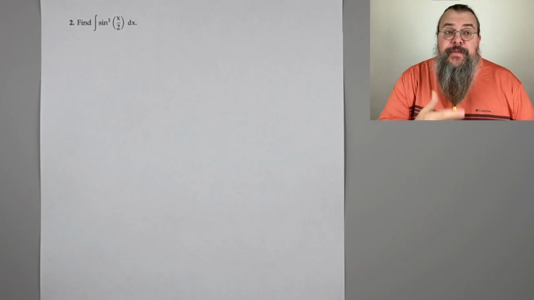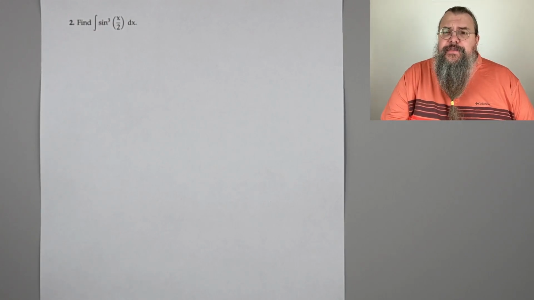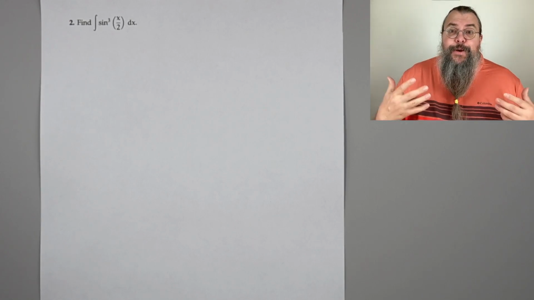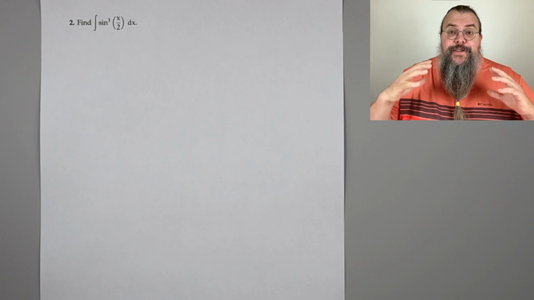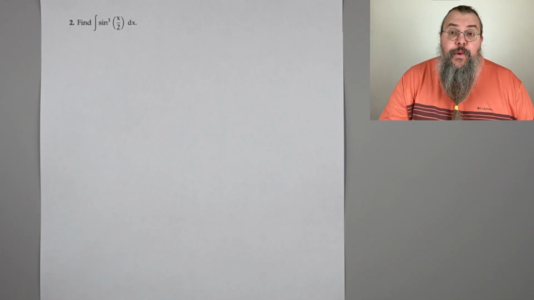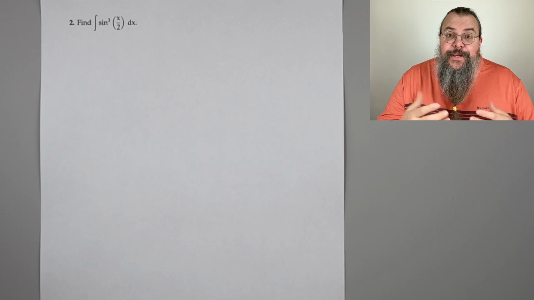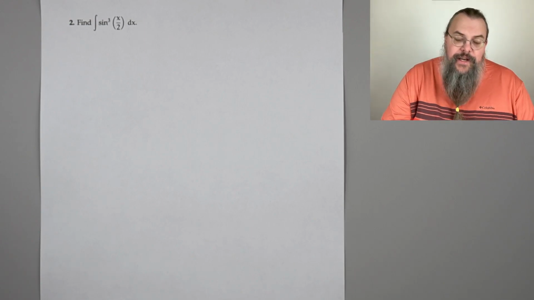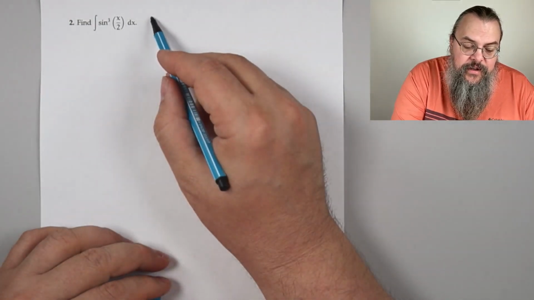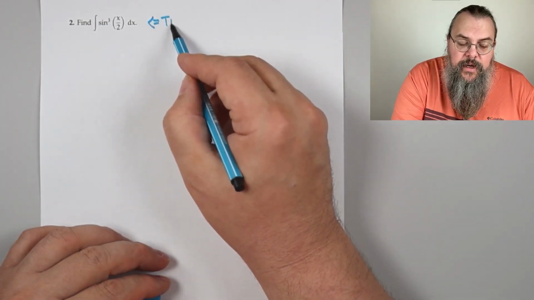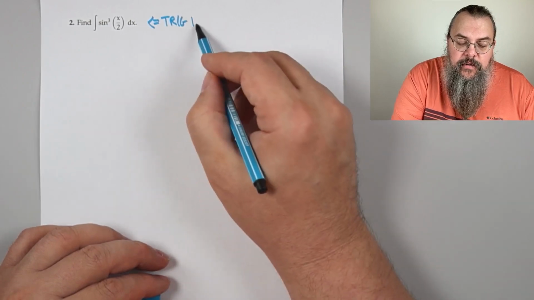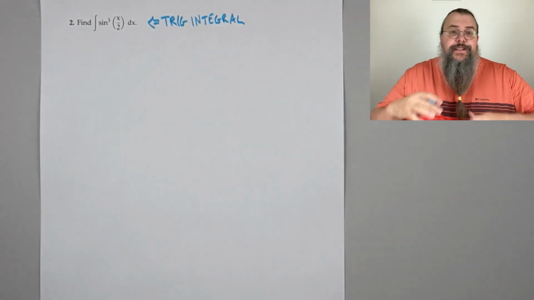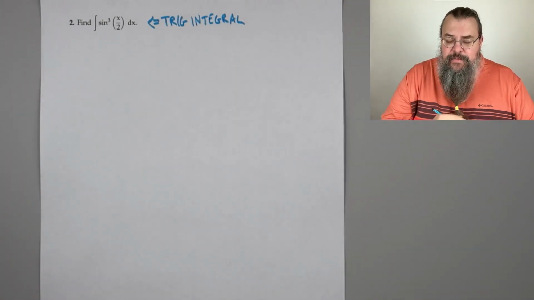Number 2. We're asked to find the integral of sine cubed of x over 2 dx. All right, what's our setting? What's our tool we're supposed to be using here? Well, everything is trig. This is a trig integral. All right, good. So now that we know we're dealing with a trigonometric integral, we say, okay, what do we do? Well, the goal is to say, what's our right technique? Now, here we have sines and cosines. Nothing's in a fraction, so that kind of simplifies things.